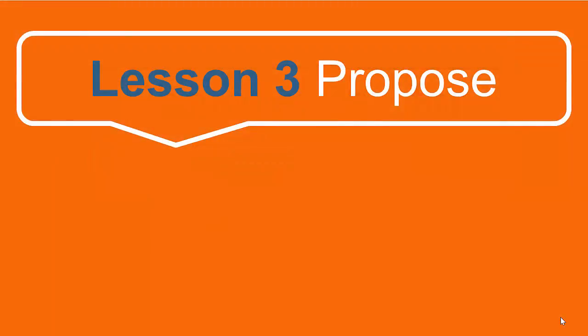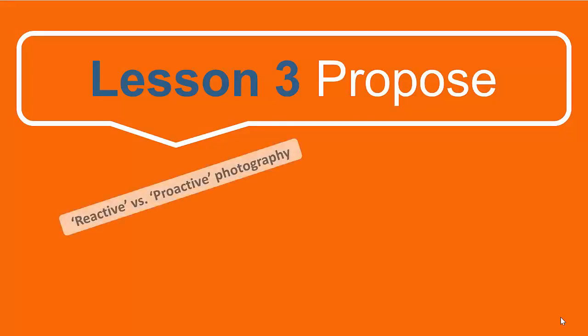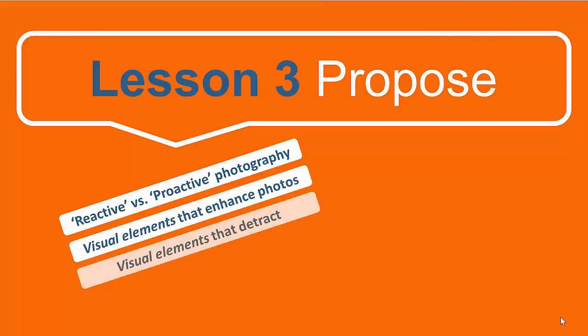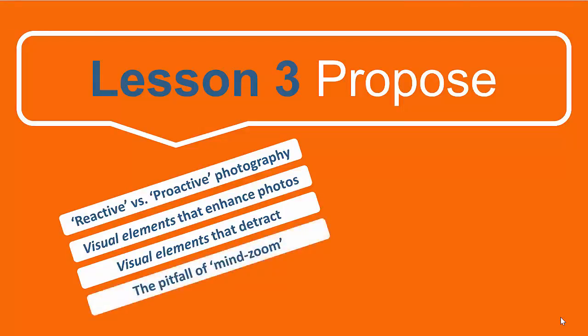In this lesson, Propose, we'll cover the following: reactive versus proactive photography, visual elements that enhance photos, and visual elements that detract from photos, and finally, an interesting trap that is easy to fall into. It's called mind zoom. Let's set the stage by differentiating between reactive and proactive photography.